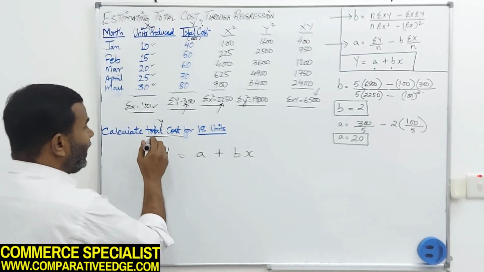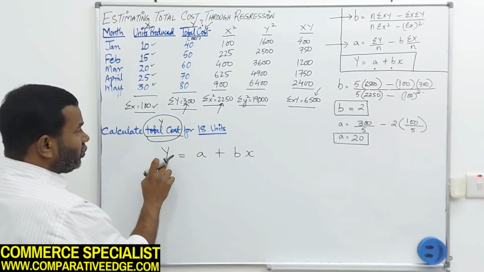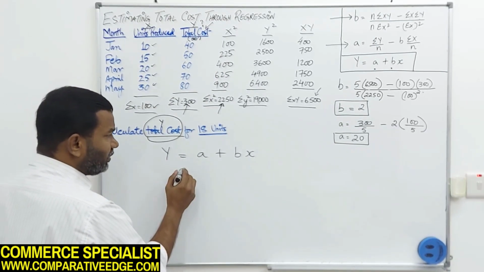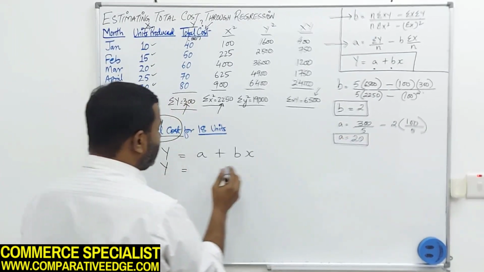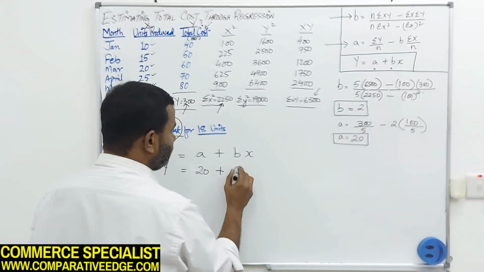Now, remember, Y is your total cost. Remember, total cost is Y. So Y says total cost. We are trying to find total cost. Okay, so total cost is equal to A. A we just calculated as 20. B we calculated here as 2 into X.